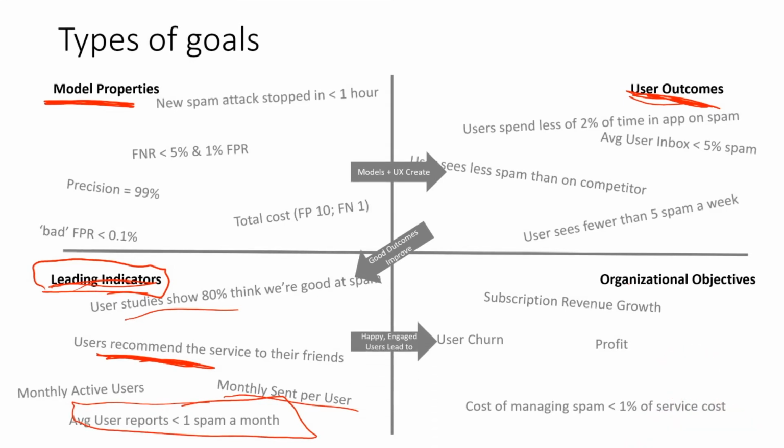And then the final thing is that happy, engaged users will tend to lead to you achieving your objectives, because the users won't churn. Your user base will grow. You'll actually make more money. Your system becomes cheaper and cheaper to run.